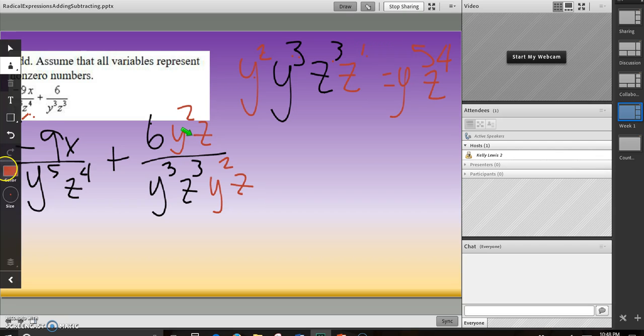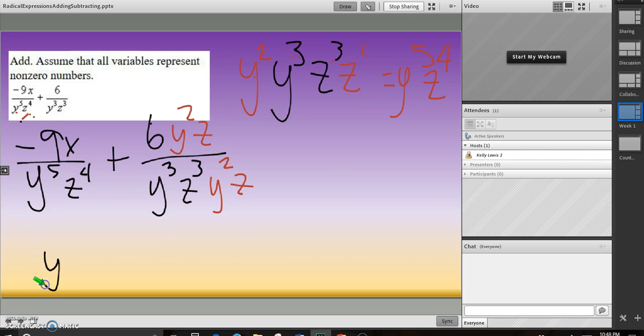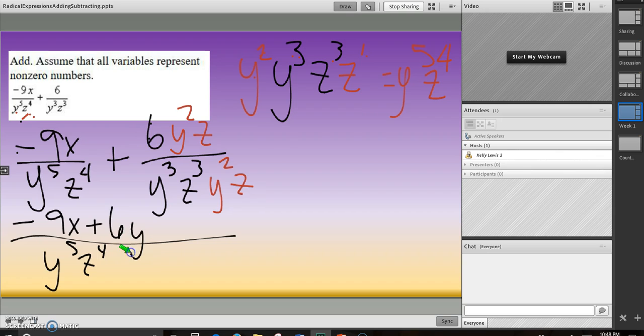All right, so now the bottoms are the exact same. So y5, z4, so they can talk. And I have a negative 9x plus 6y squared z. That's your answer. Let me show you something.